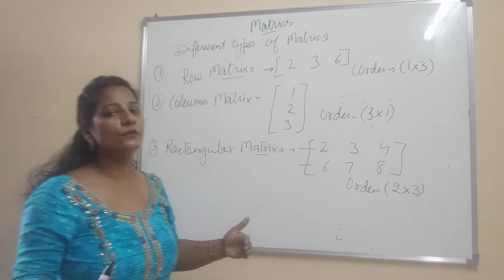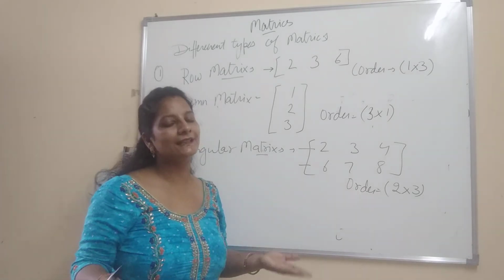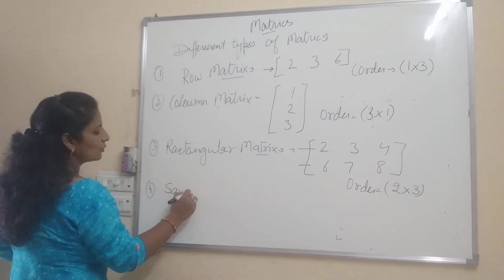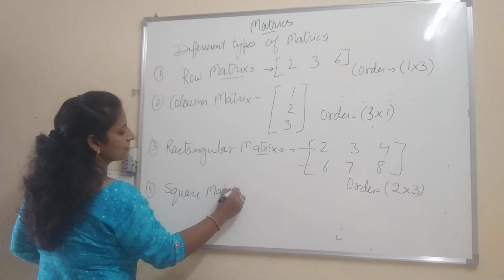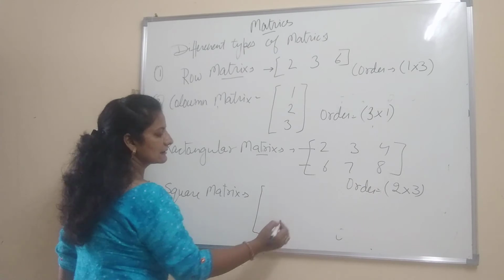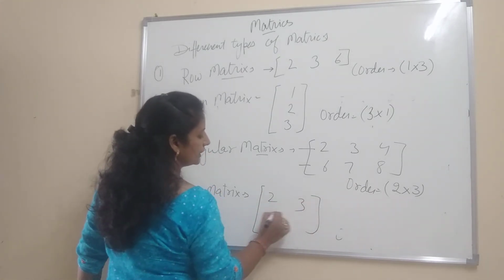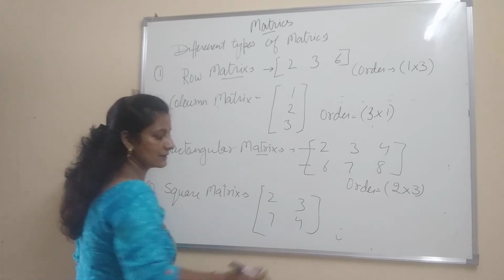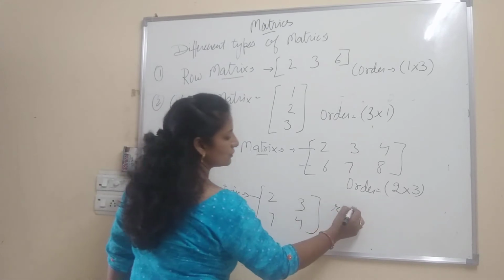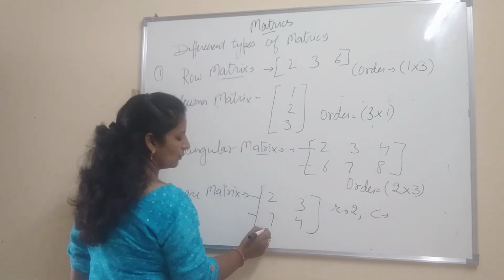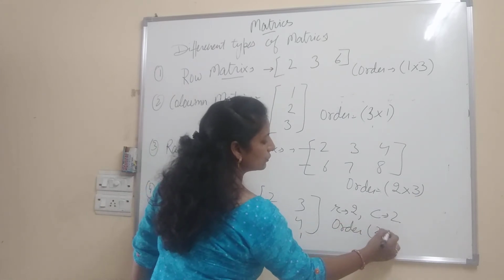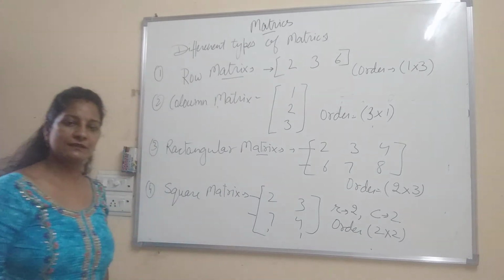But when the number of rows and the number of columns are equal, then we call it a square matrix. Number 4 is the square matrix. Let's make a square matrix: 2, 3, 7, 4. How is it a square matrix? How many rows are there? 1, 2. There are 2 rows. How many columns? 1, 2. There are 2 columns. So the order of the matrix is 2 into 2, so it is a square matrix.